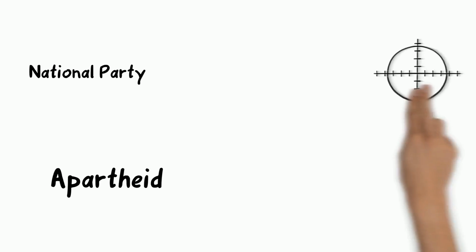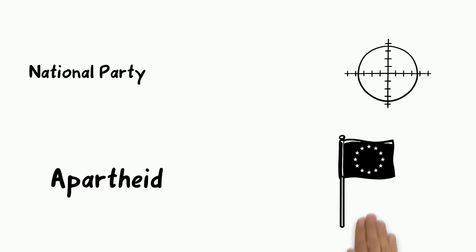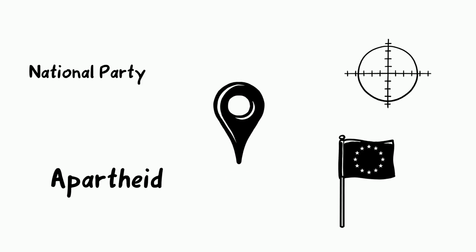Apartheid was declared in 1948 by the National Party in South Africa. The purpose of that was to discriminate against black people and to give the white Europeans a dominant position.